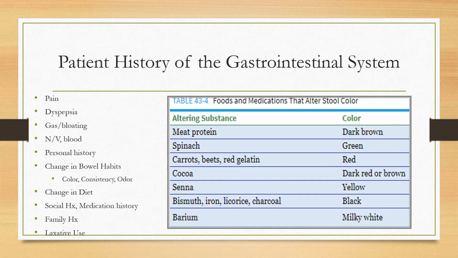Okay, so when someone comes in with abdominal pain, we want to know all about the abdominal pain. So where is it? What's the location? What does it feel like? Is it sharp? Is it dull? Is it constant? Is it intermittent? Everything about the pain. Okay? Does it radiate to the back? Does it radiate to a shoulder?